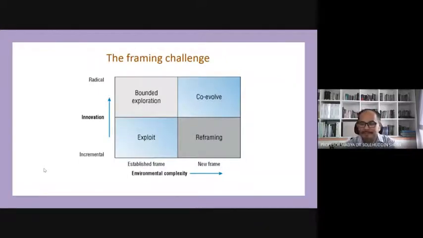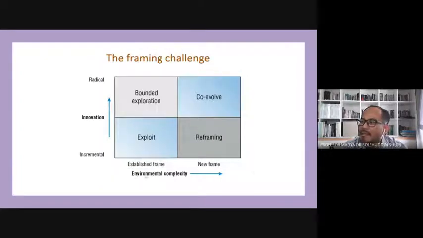Another thing, the last part that I'm going to talk about for this chapter is mapping the selection space. If you look here, this is what we call framing the challenge. We have the vertical axis here. What you have there is the innovation that we are going to do, from incremental to radical, innovation from incremental to radical.